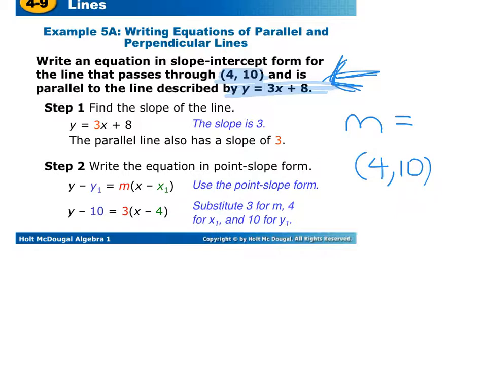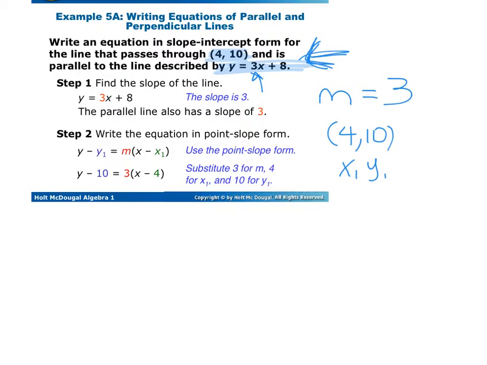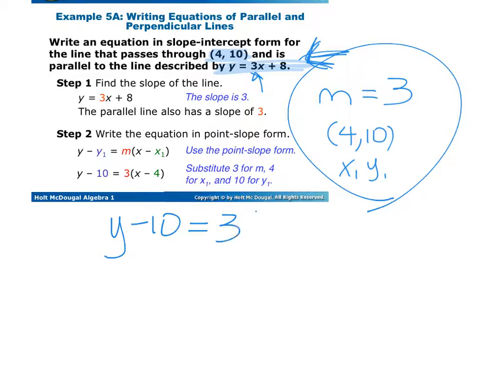So if I need a line that's parallel, I'm going to use the exact same number in the equation that they give me. So the slope I'm using is 3. The ordered pair they give me is my x1, y1. Now I'm going to do exactly the same thing that I did in the homework the last 3 nights. I'm going to take this information and put it into point-slope and then distribute to get it into slope-intercept form. So I'm going to do y minus 10 is equal to 3 times x minus 4.